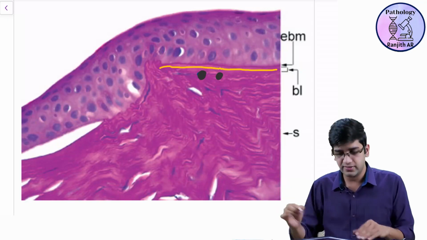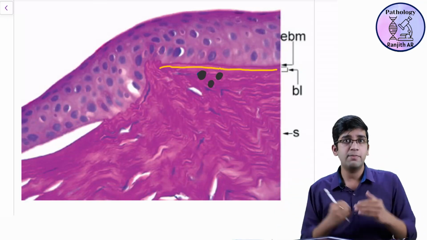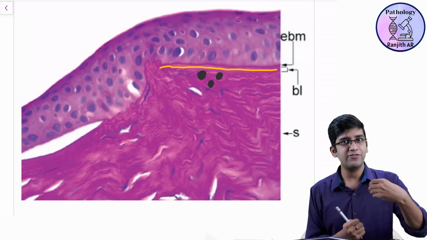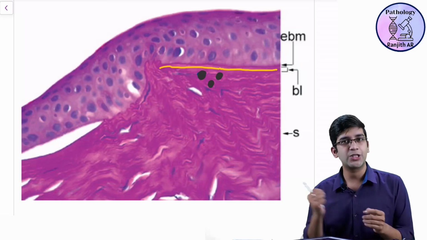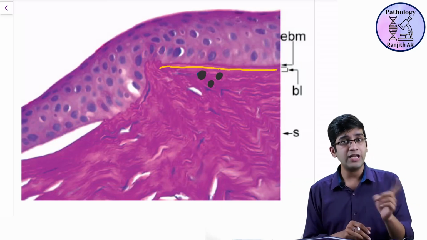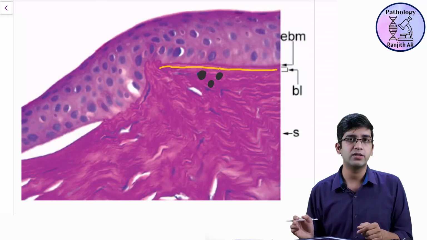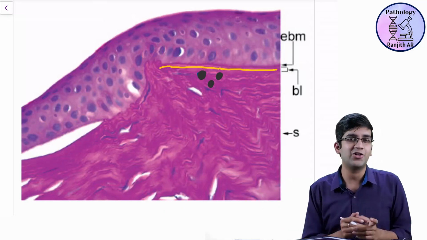I have 2 or 3 cells coming below the basement membrane. Can I say with confidence it's invaded the basement membrane? Absolutely yes. That's why it helps me. When a pathologist is in doubt, I'm going to use this. If I'm going to use this, I will ask that in an MCQ as well.